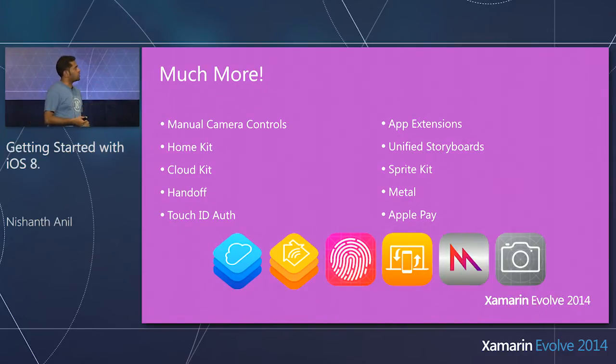App extensions I talked about. There's unified storyboards, right? Now we have more devices, right? There is 6 Plus with a lot more screen sizes. So now Apple gives you a unified storyboard. Now that's directly supported in Xamarin as well. So you can use the storyboards to make it work in all the devices. There's SpriteKit, there's Metal, and there's also Apple Pay. I don't think NFC is exposed directly. You only have Apple Pay. So that's the SDK that you'll be working with.